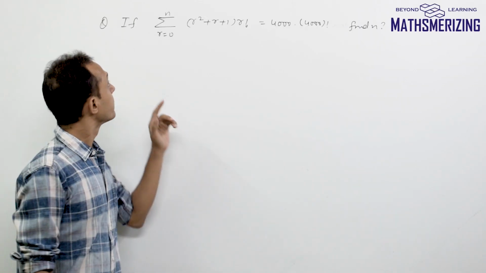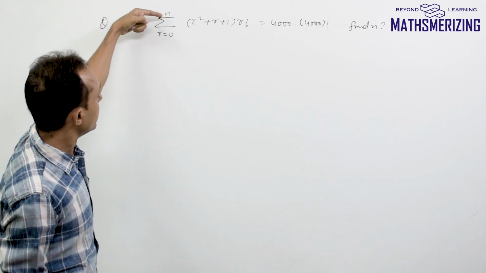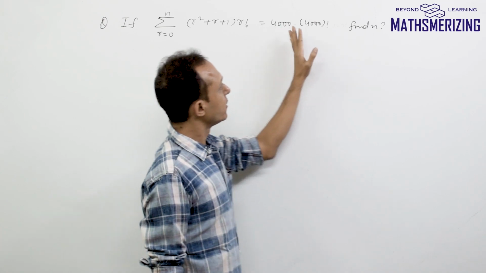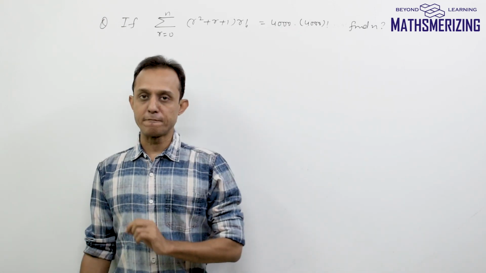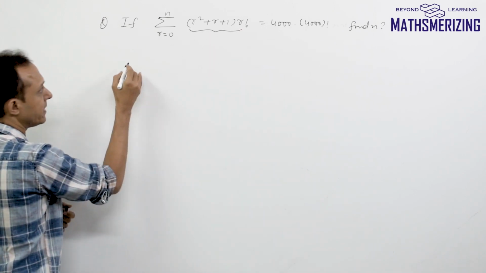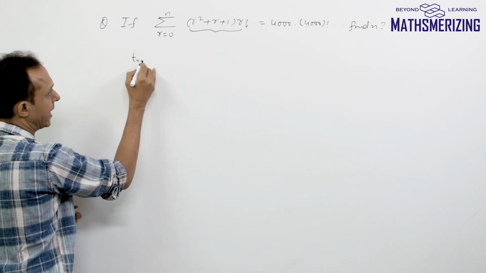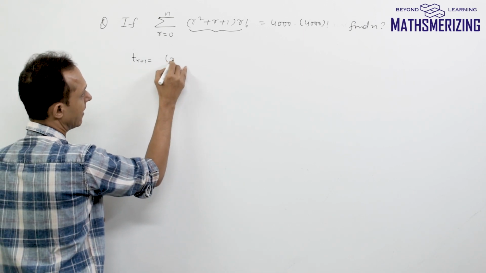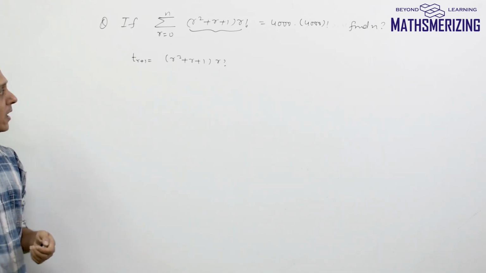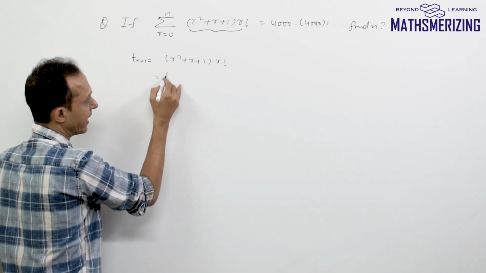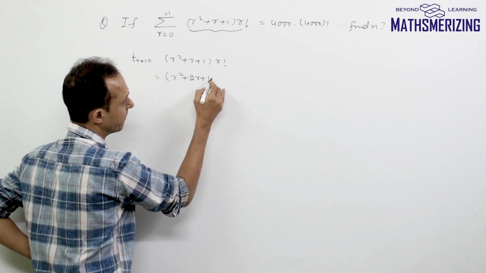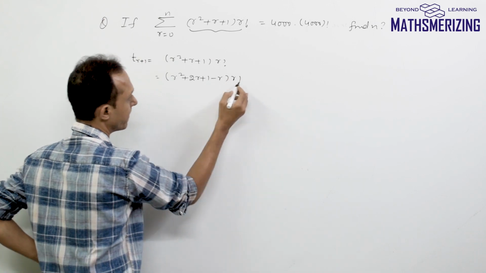So now the question is, if summation r varies from 0 to n, r square plus r plus 1 into factorial r is equal to 4000 into 4000 factorial, find the value of n. So again I'll write the general term, maybe this is t r plus 1th term, and this is r square plus r plus 1 into factorial r. Now I can also write it as r square, now I add one more r to it, so 2r plus 1 minus r into factorial r.